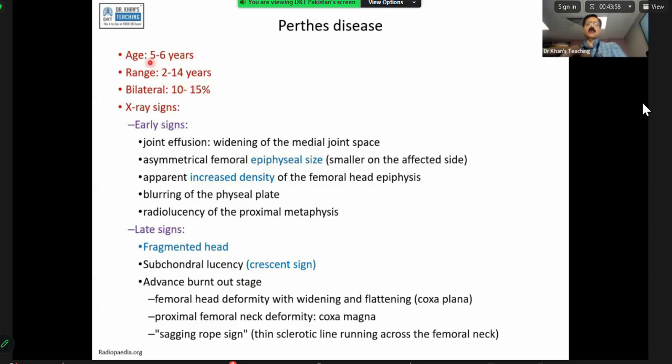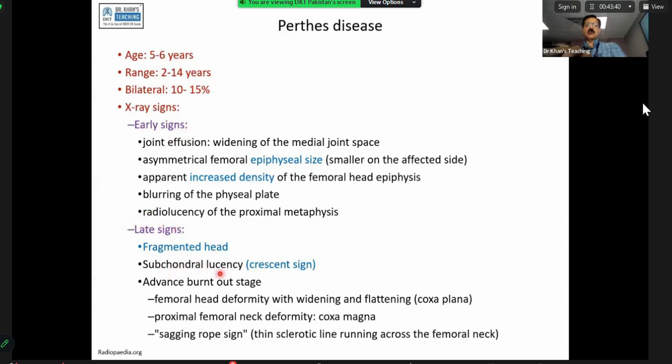ranges between 2 and 14, but 5 and 6 is the most common. Please remember 10 to 15% are bilateral. And there can be early signs and there can be late signs.